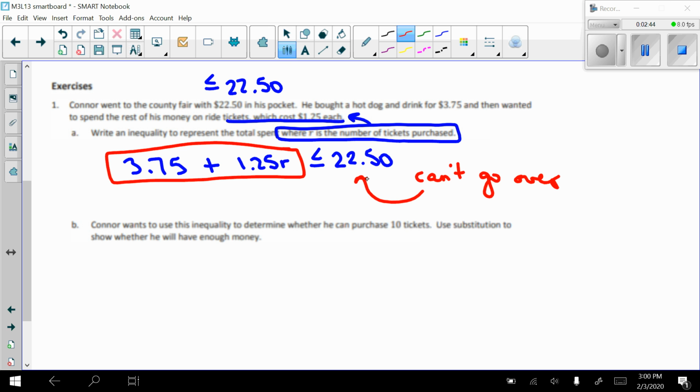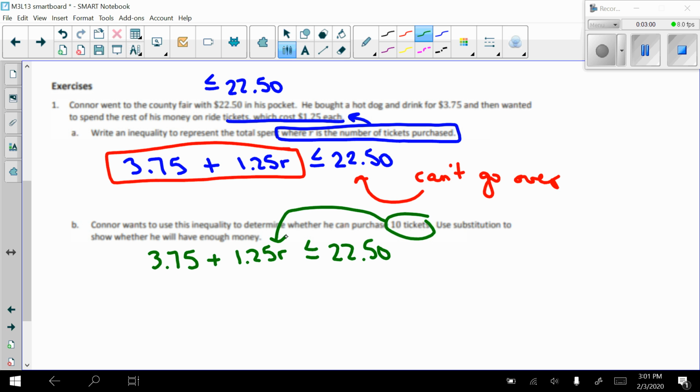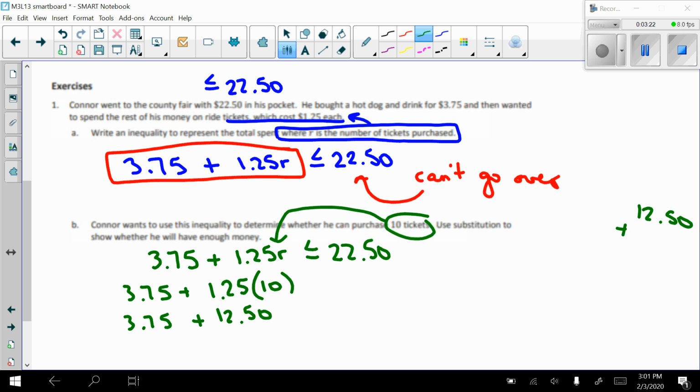All right, so let's start with what our inequality is. $3.75 plus $1.25R is less than or equal to $22.50. And then we're going to take our number of tickets and put it right where the R is. So $3.75 plus $1.25 times 10. $1.25 times 10 is $12.50. And $12.50 plus $3.75.